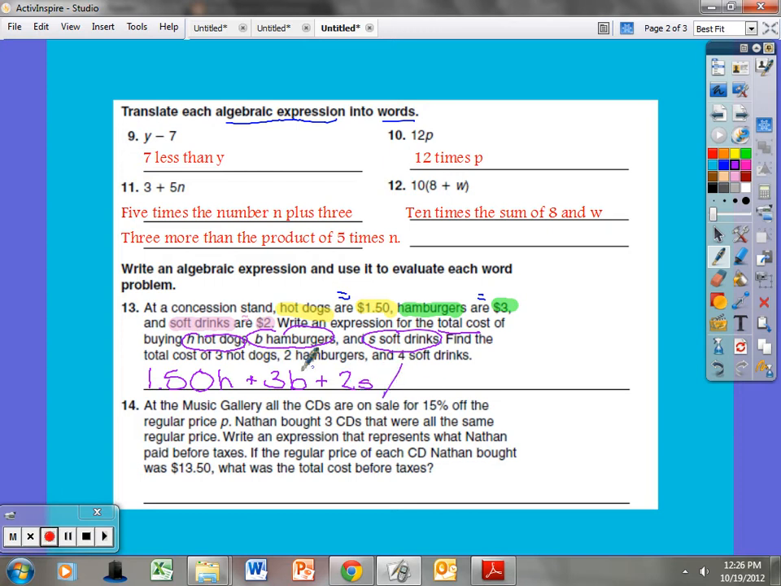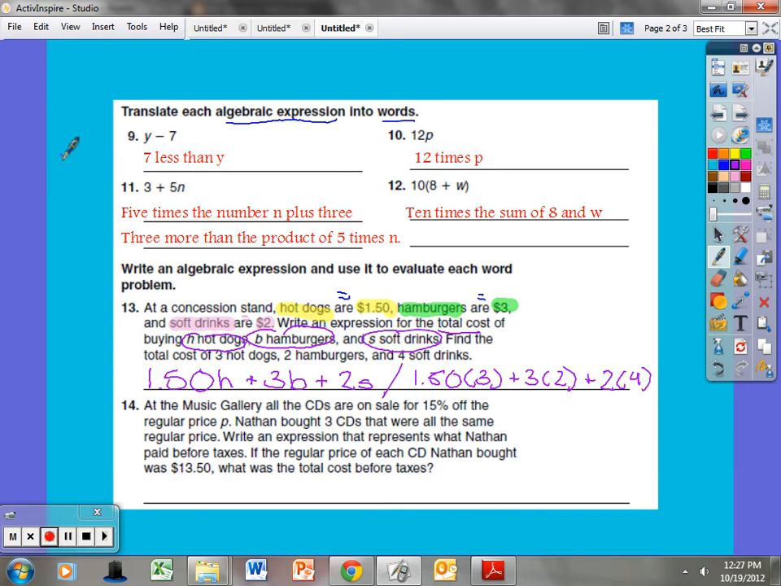Now it says to evaluate that when I find the total cost of 3 hot dogs. So now I have $1.50. No longer is it H, it's now $1.50 times 3, because I'm buying 3 hot dogs, plus burgers, and burgers are how much again? Go back to my original expression. I'm buying 2 burgers, sorry, so that's 3 times 2, plus I'm buying 4 soft drinks, so it's $2 a soft drink times 4.